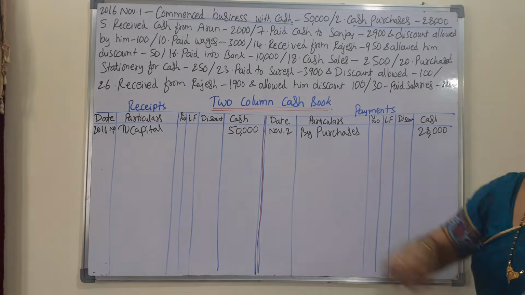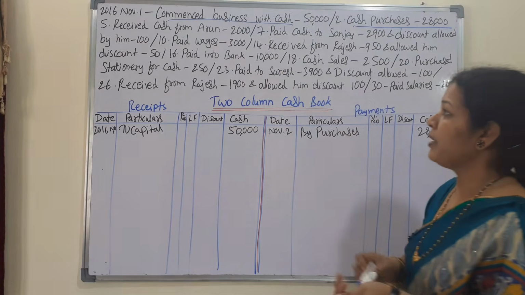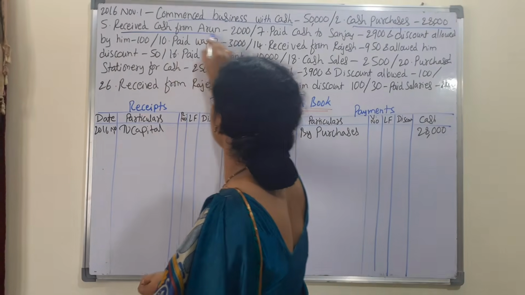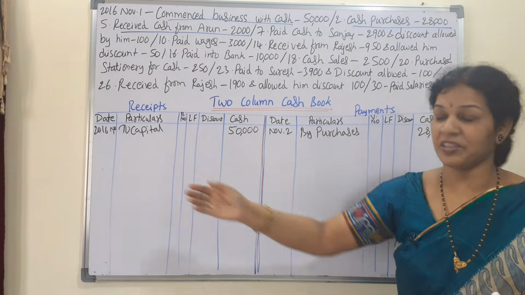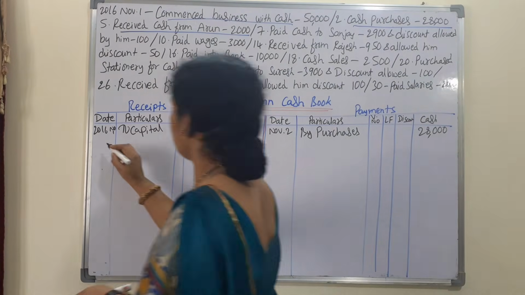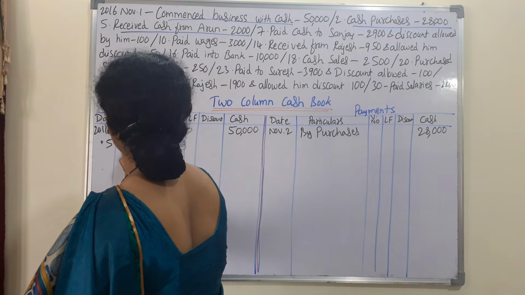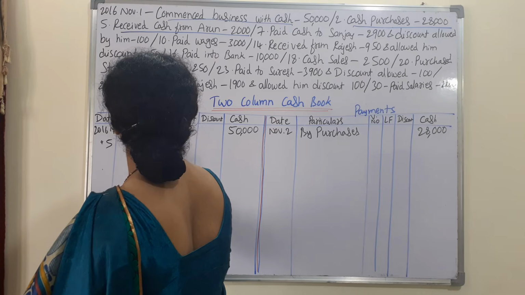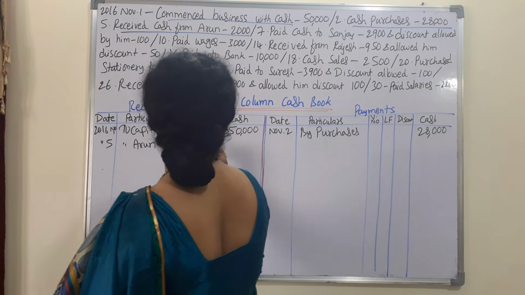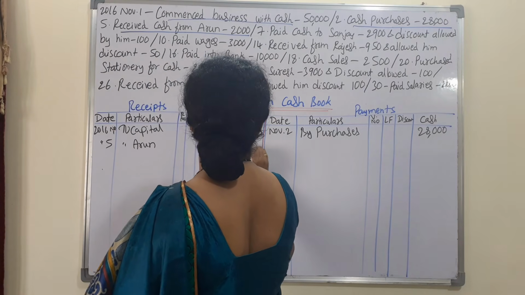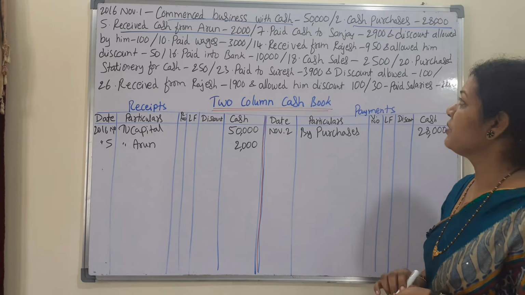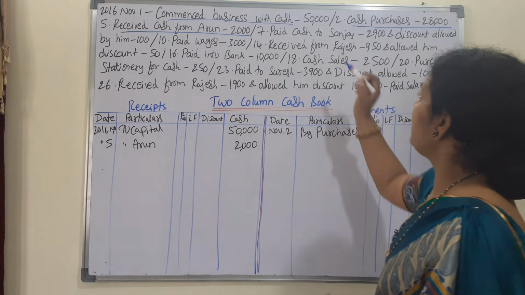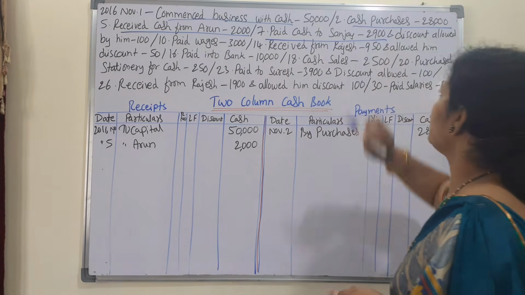Next, on the fifth, received cash from Arun. Received cash, receipts, debit side. So on the fifth, to Arun, 2,000. Received cash from Arun.